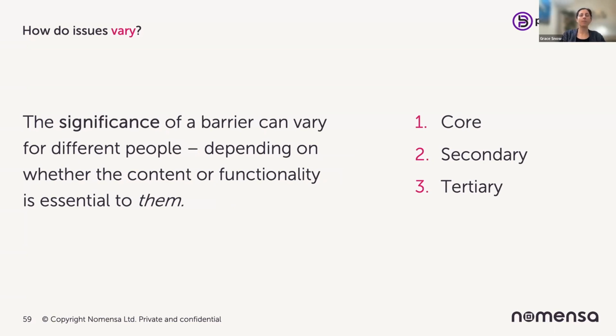So when we think beyond severity or degree of barrier, you then need to think about the significance of the barrier. And that can vary to different people depending on whether the content or functionality is essential to them. But from a business point of view, most of the time you can think about things as, what is the feature for? What are they trying to achieve? Is that functionality core? Is it essential? Is it secondary or is it tertiary? So we have to consider the significance and how essential is the task where the barrier is present.